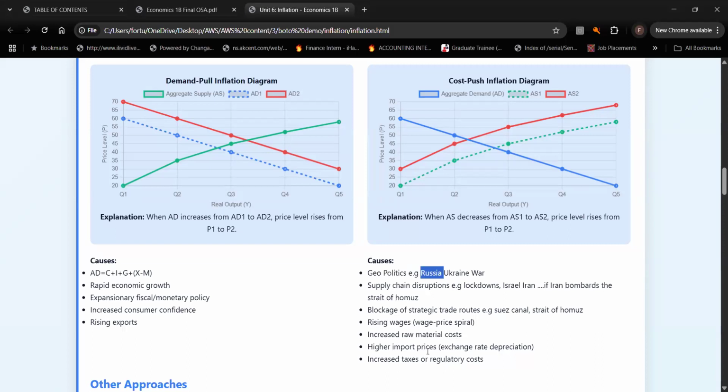Then we have high import prices. So high import prices can also affect whenever the exchange rate is depreciating, the South African rand is losing. It means you need more of the South African rand to purchase goods that are coming from other countries as a result of that. Then we have increases in taxes and regulatory costs. So taxation can also result in cost-push inflation. So I mentioned that this is the most dangerous type of inflation if it is to occur because of its nature and how difficult it is to manage.